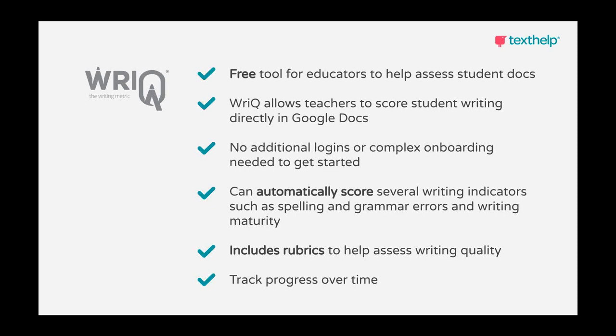So it is a free tool for educators to help assess student docs. It also allows you to score student writing directly in Google Docs. So I'm aware that there are some other programs out there through publishing companies that you can sign into a website, have a very specific prompt, paste, or have a student log in and write a response to that prompt, and it can do some auto grading. And that's nice, but there's also a lot of steps involved in that, and it's useful for the 1 or 2 times a year for that very specific prompt. Whereas what RIQ will do is give you the metrics that I just talked about directly in a doc for any writing that you would like to assess. There's no additional logins or complex onboarding, as I mentioned, because you're just signed into Google. It automatically scores several writing indicators that I mentioned.